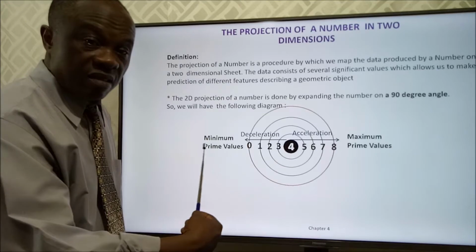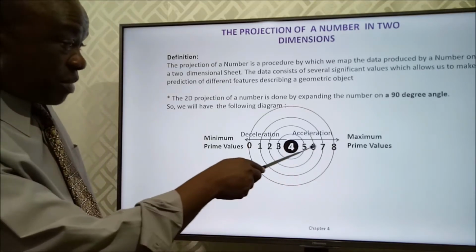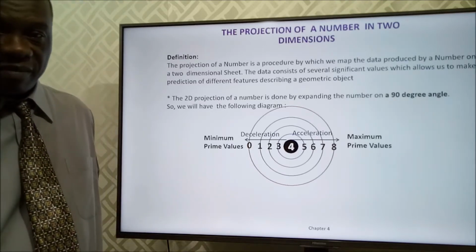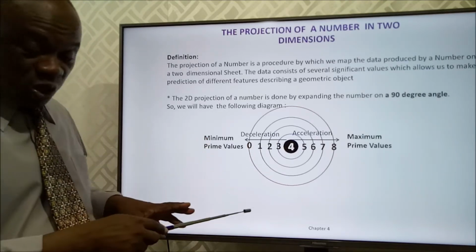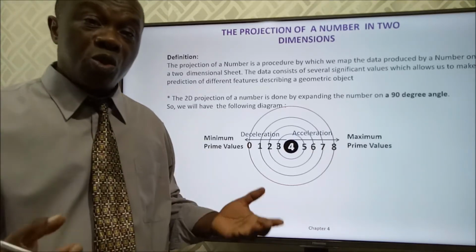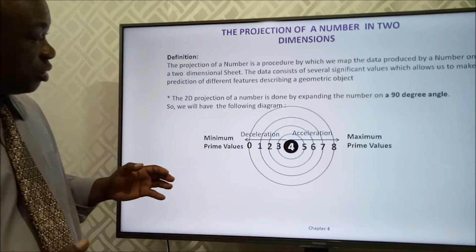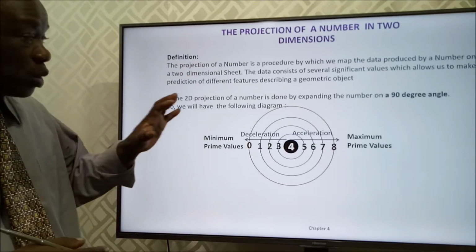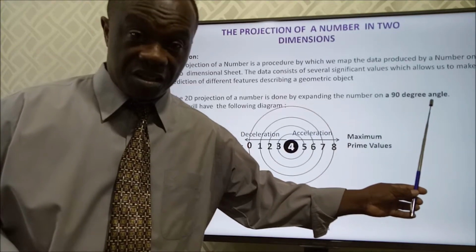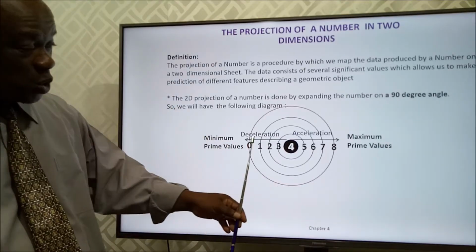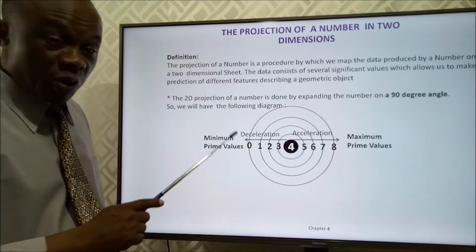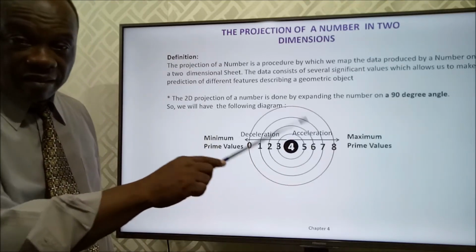These are the maximum and the minimum prime values. So we have more values. When we say maximum and minimum, meaning there are values between. I told you that the projection of a number normally is done on 90 degrees. But I prefer first to show you it this way because of the number of values that we are going to get here.